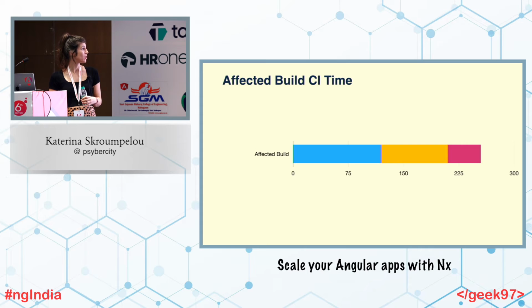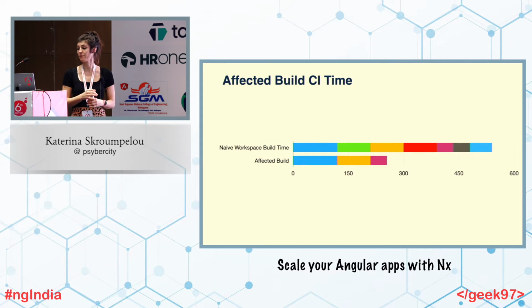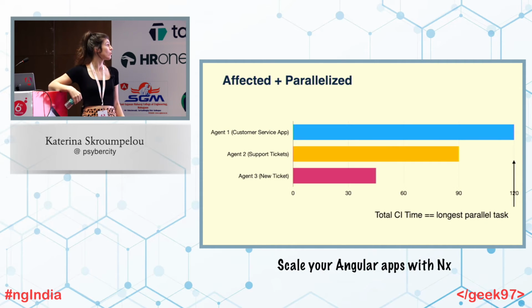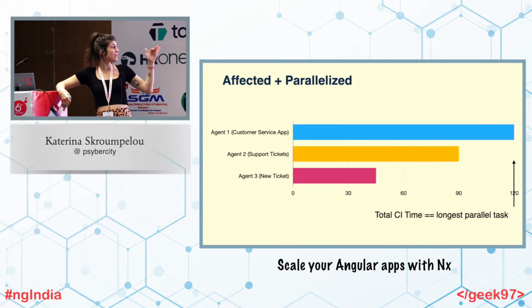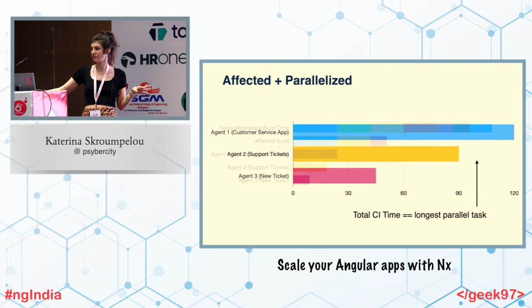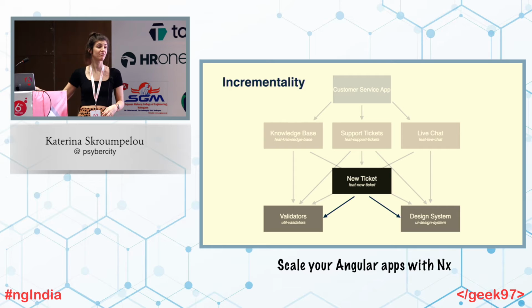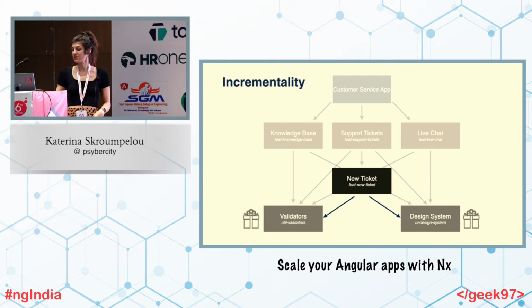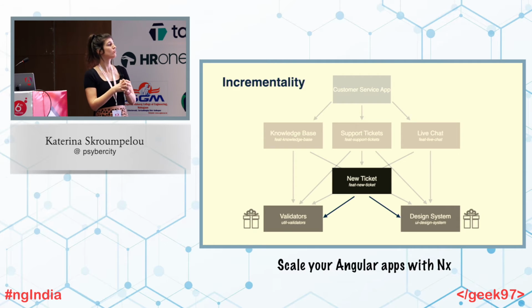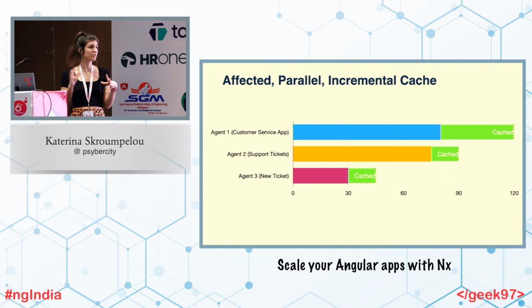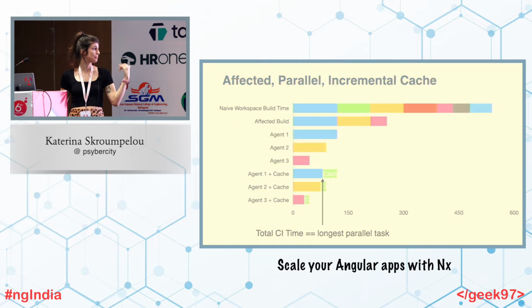So your affected build time will be much, as we see here, will be much shorter than your total CI time. With parallelization, that, as I said, NX offers, if you run these parallel tasks together in different agents, you get even less time, and your total CI time is just as long as your parallel task. So even though we're able to rebuild only these projects, we have unaffected projects. So what NX does is that it will fetch the ready-made parts, the already built libraries from the cache without you having to rebuild it. So if we put everything together with the cache, you see how build times are even more reduced.